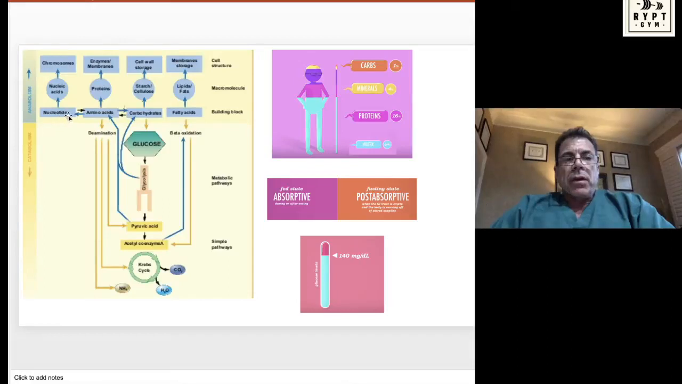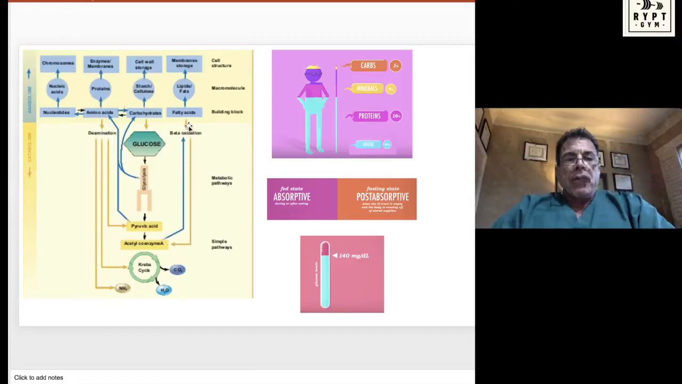Our macronutrients are protein, carbohydrates, and fats. Recall we've also touched on other macromolecules such as nucleic acids found in DNA, but we're not going to focus on that today. The centerpiece is glucose and acetyl-CoA. Glucose is the fundamental energy source that gets broken down through cellular respiration into acetyl-CoA. Acetyl-CoA can then enter the Krebs cycle to make ATP.